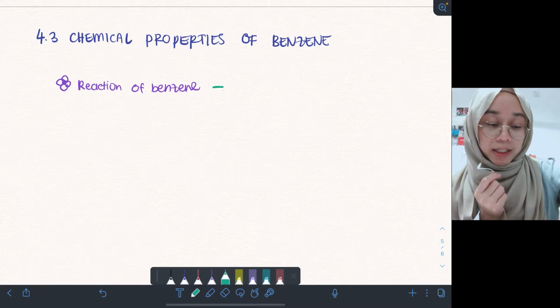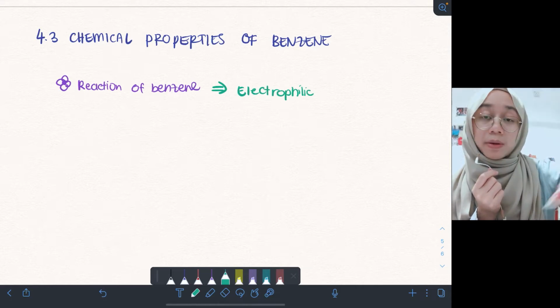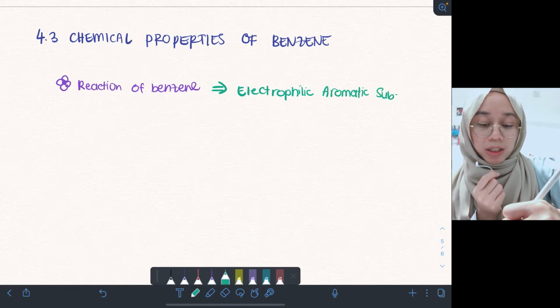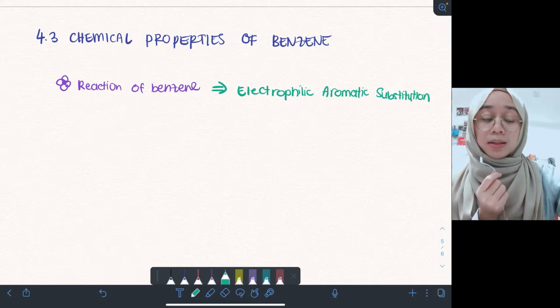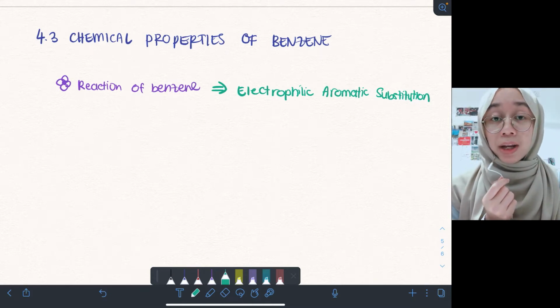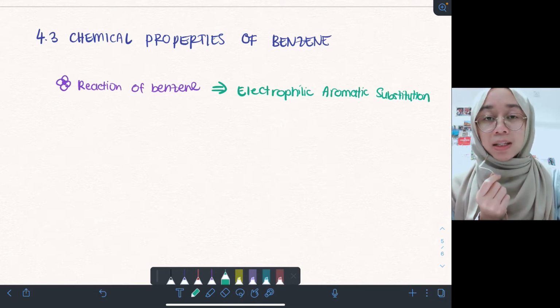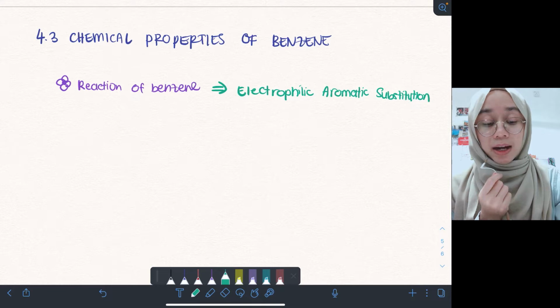Specifically, class type of reaction yang dia undergoes is electrophilic, and then disebabkan dia adalah aromatic compound, so ada perkataan aromatic juga, aromatic substitution. So usually I call this as EAS lah. Electrophilic aromatic substitution. Electrophilic bermaksud electrophile yang akan attack lah, sebab benzene adalah compound yang kaya dengan elektron sebab dia ada banyak double bond kan antara carbon dengan carbon. So benzene ring is a nucleophilic site. That is why dia akan kena attack by electrophile.